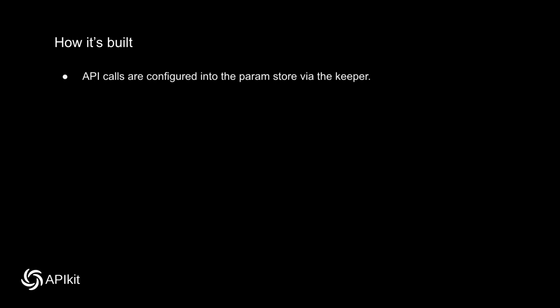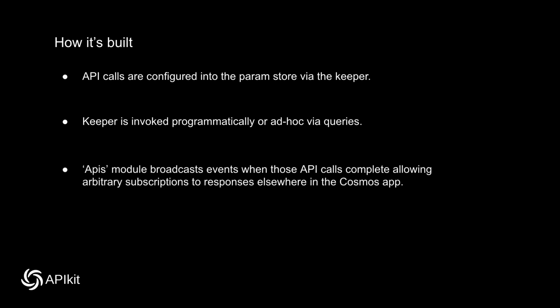So how is it built? The API calls are configured via the keeper param store up front or later in your Cosmos application, and the keeper is invoked programmatically, so either in response to Cosmos events or otherwise, or ad hoc via CLI queries. Now, the APIs module, for every request that you have configured, will broadcast a distinct event when those API calls complete, allowing arbitrary subscriptions. So you can respond to those events that get emitted anywhere from this centralized source or the centralized module that you set up in your app.